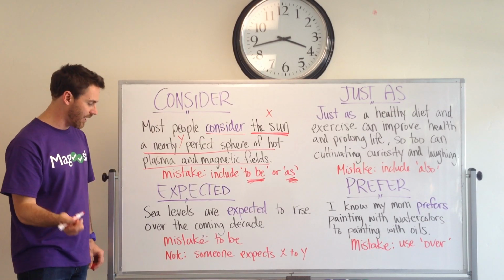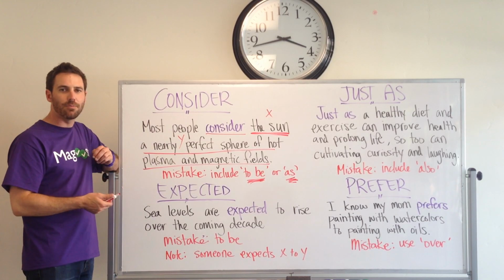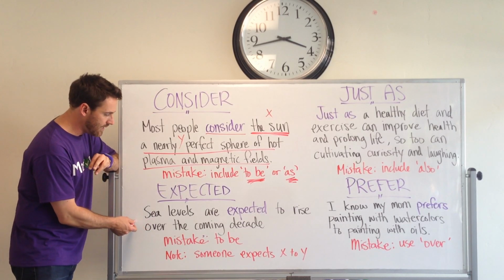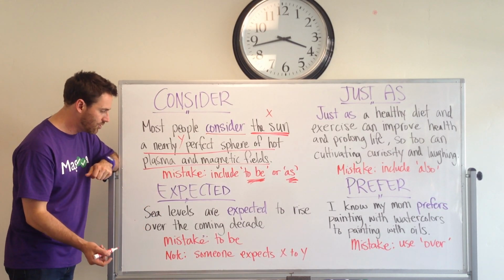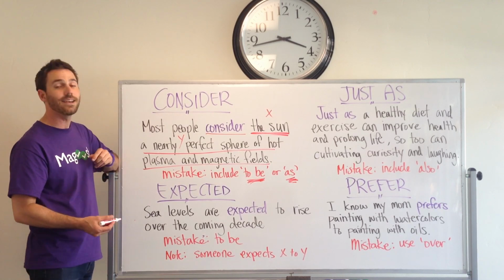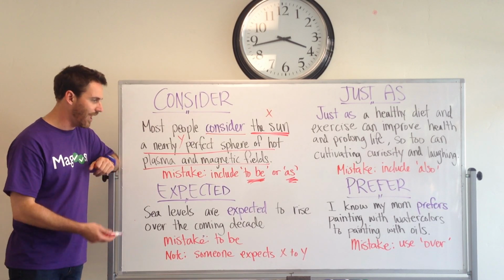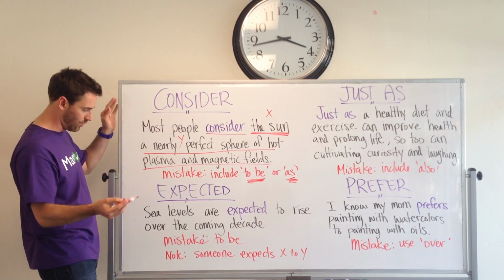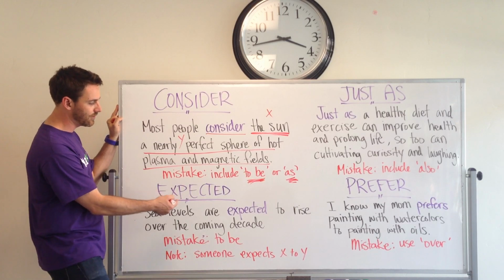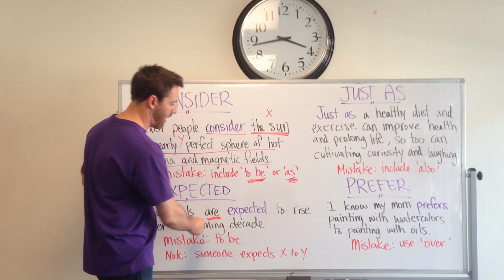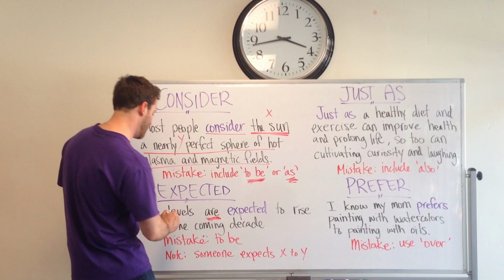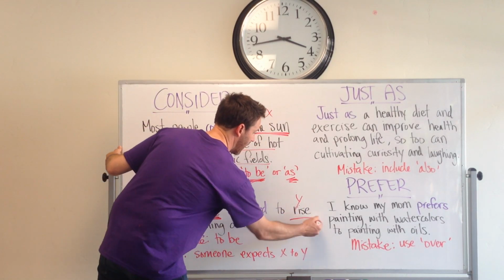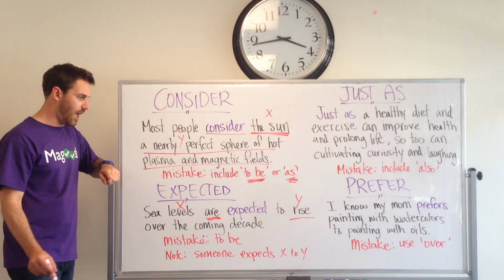Next, expected. Expected is another common word that is idiomatic and on the test. Here is a sentence. Sea levels are expected to rise over the coming decade. And the mistake here is to use to be instead of just to. So here it's sea levels are expected, and you want to have that verb in there. So in this case it's X are expected to Y, and in this case, rise.